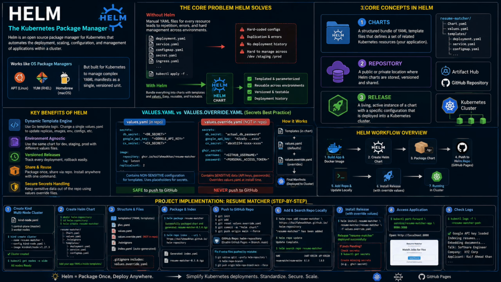The core problem Helm solves is this: when we deploy an application via Kubernetes, we would be manually writing and executing dozens of distinct YAML files like deployments, services, and config maps, and performing the command kubectl apply to create the deployment pods. While this is a great step, managing these files across different environments like development, staging, and production often leads to hard-coded configurations, duplication errors, and a complete lack of deployment history.